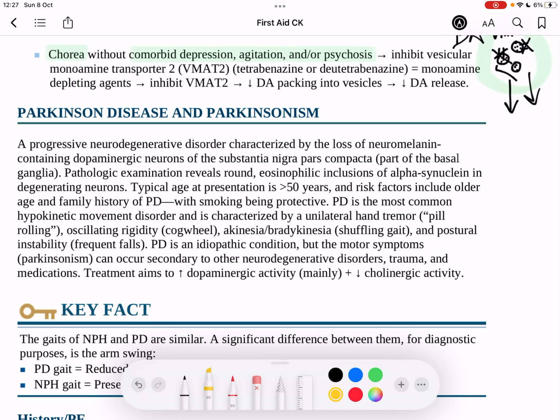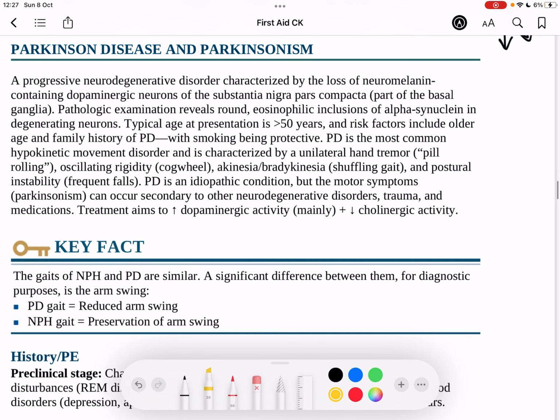Right, now moving on to Parkinson's disease and Parkinsonism. So Parkinson's disease is a neurodegenerative disorder characterized by loss of the neuromelanin-containing dopaminergic neurons in the substantia nigra, specifically the pars compacta, which is part of the basal ganglia. Pathological examination reveals round eosinophilic inclusions of alpha-synuclein, and these are called our Lewy bodies.